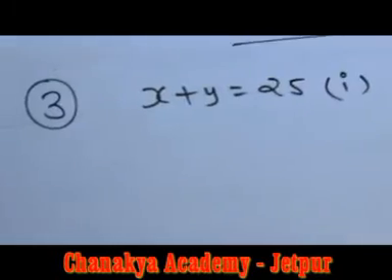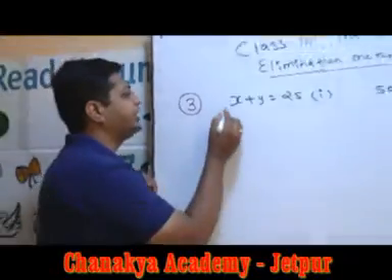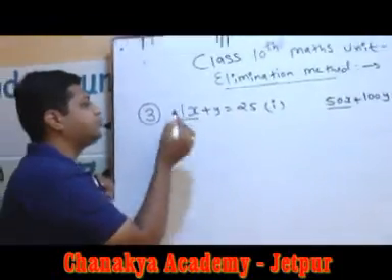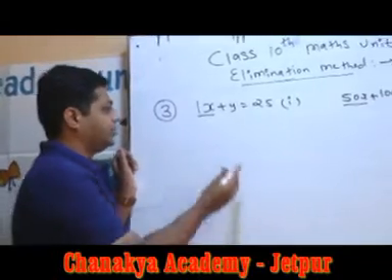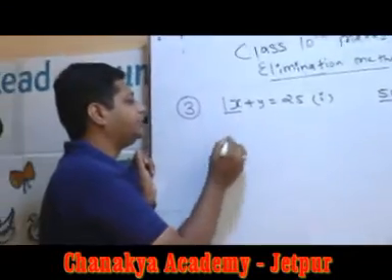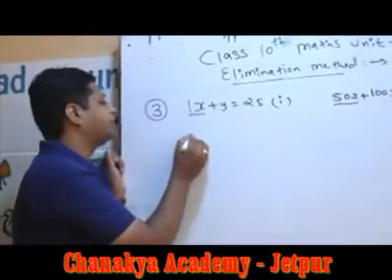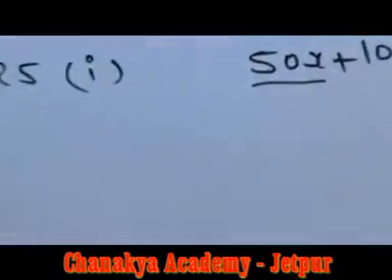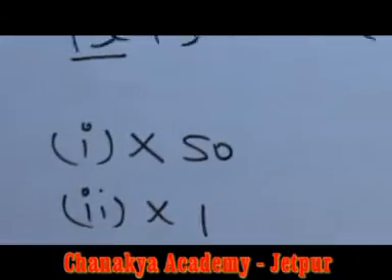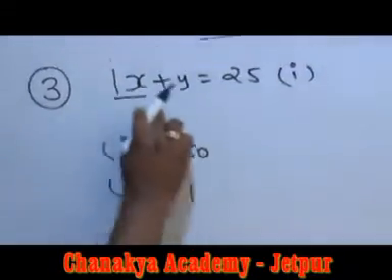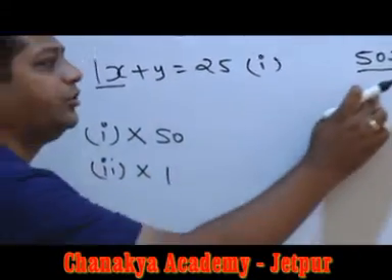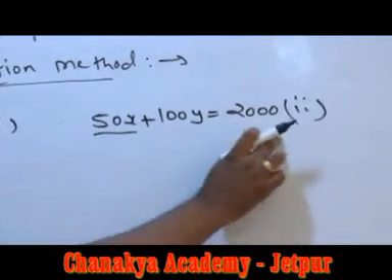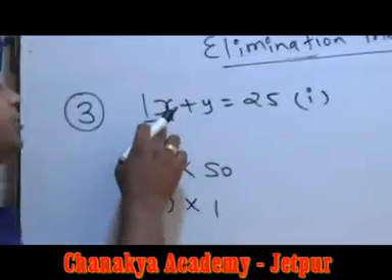Okay, in the first step we should underline the term containing x from both the equations. Okay students, here coefficient of x is 1. After underlining the terms, now equation 1 will be multiplied with 50, equation 2 will be multiplied with 1. Equation 1 thoroughly should be multiplied with the coefficient of x of equation number 2, that is 50. Equation 2 will be multiplied with the coefficient of x of equation number 1, that is 1.